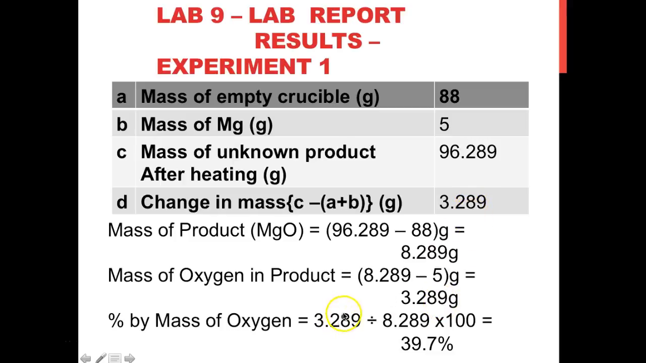So you take the mass of oxygen, 3.289, divide it by the mass of the magnesium oxide times 100, right? And you get 39.7%. So that's the percentage mass of oxygen. And again, we know from literature, when you do the percentage mass of oxygen in a typical magnesium oxide compound, it would be 39.7%.